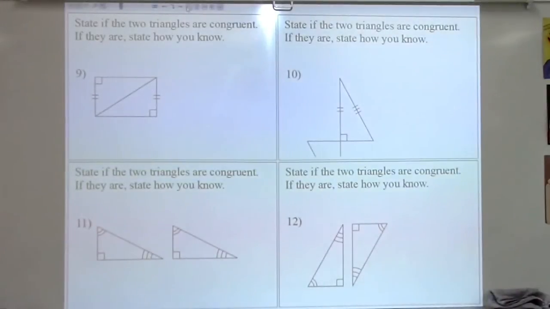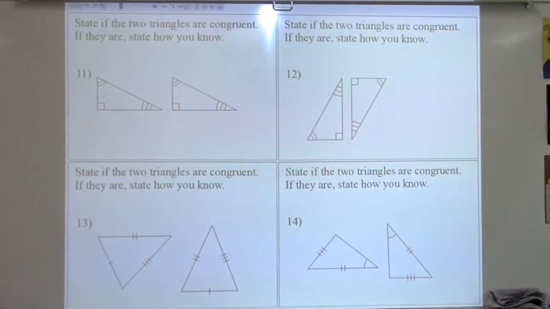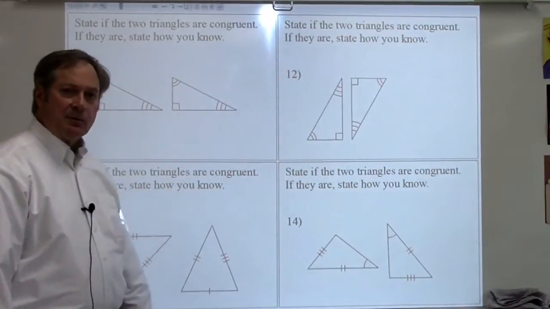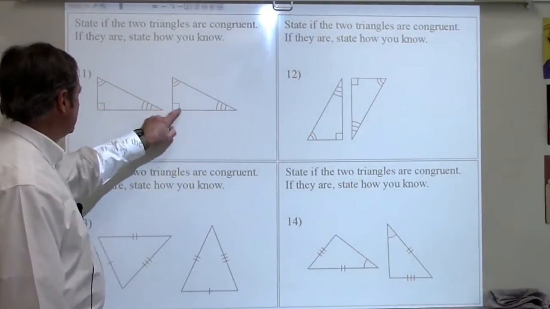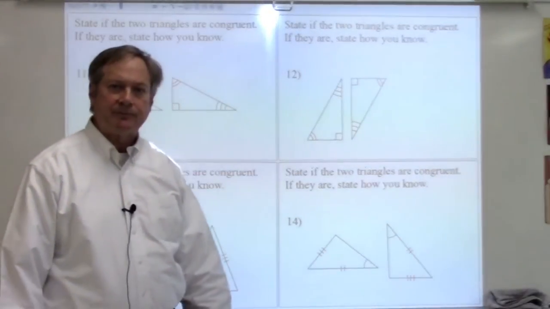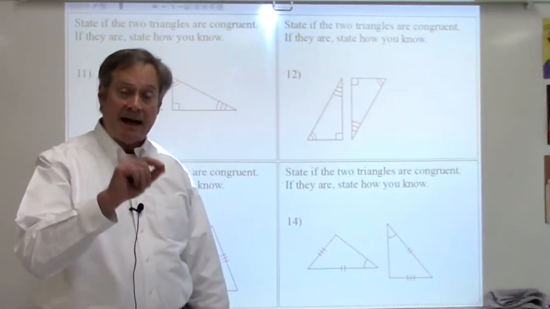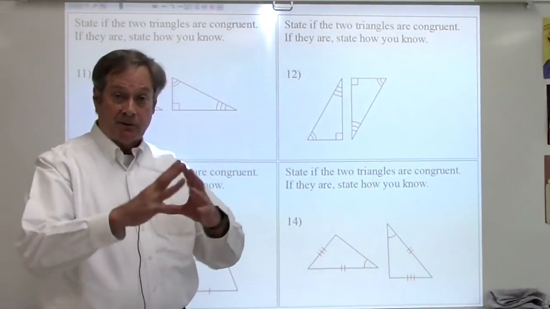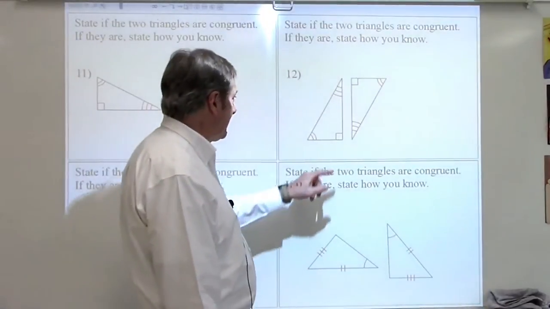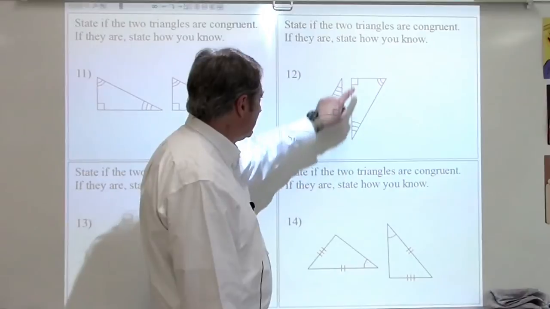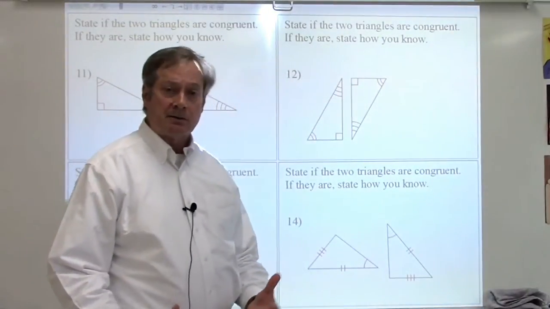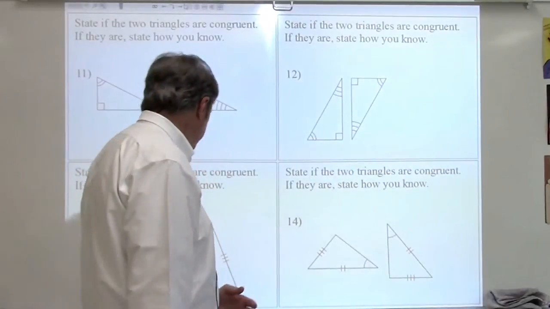And let's go back here. Now, let's take a look at number 11. We have angle, angle, angle. Is that a congruence proof? No, it's not. Remember, angle, angle, angle is not a proof because they could be big or they could be small and still have the same angles. Number 12, similarly, angle, angle, angle. We can't prove that the two are congruent. They look congruent, but we can't prove them.